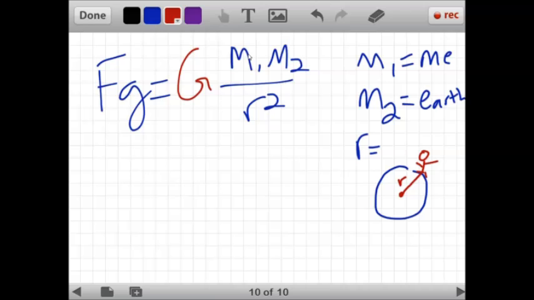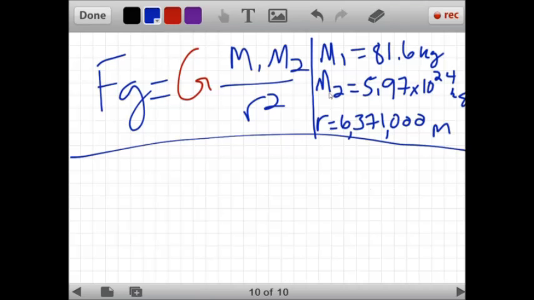Now, these numbers you're going to have to look up, and you're going to look them up for all of the different planets we're doing this activity on. So let's go ahead and look up these numbers. Alright, so I just went on Google and searched for mass of the Earth and radius of the Earth and got these numbers. Remember, mass 1 is me, 81.6 kilograms. This is the mass of the Earth, 5.97 times 10 to the 24th kilograms. I told you it was a lot. I'm actually going to use bigger numbers than this today. And then here's the radius of the Earth, which is also pretty large. It's 6,371 kilometers, which becomes 6,371,000 meters when you convert. So these are the numbers we're going to plug into this equation.